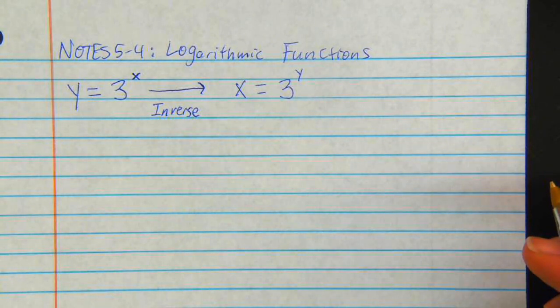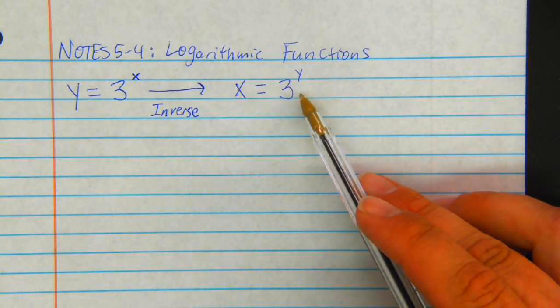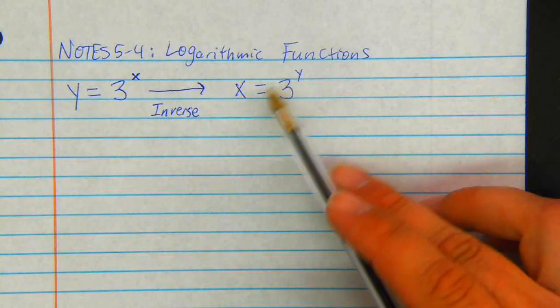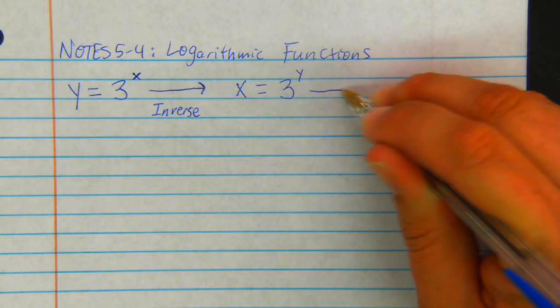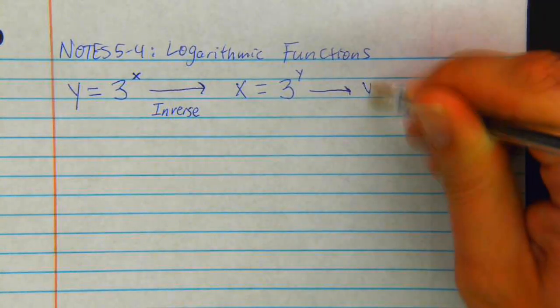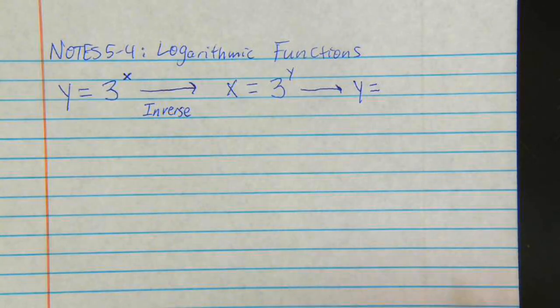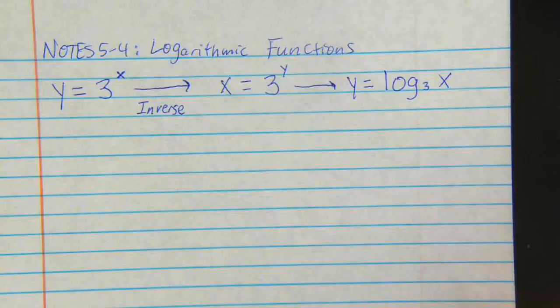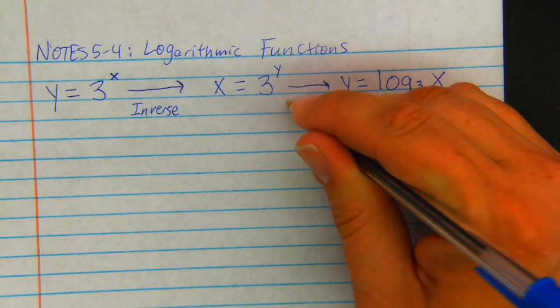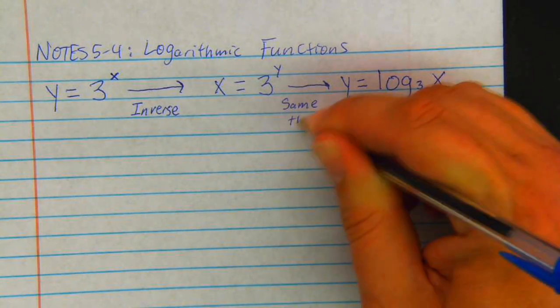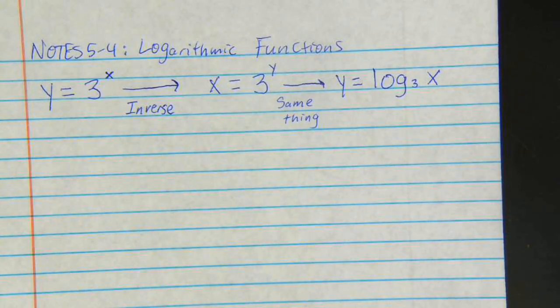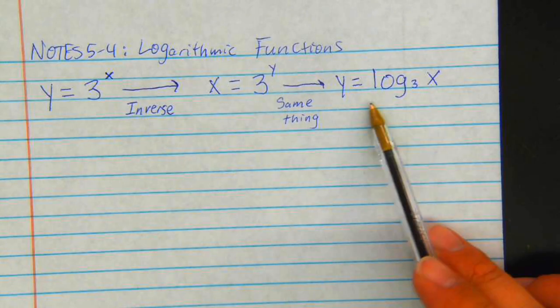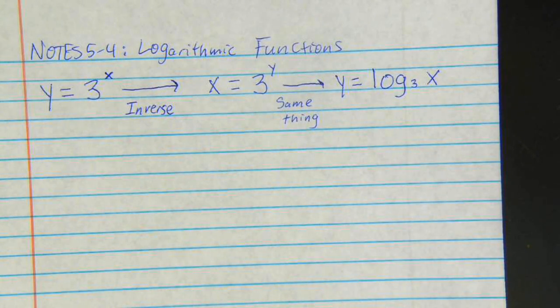Okay, but usually when we do the inverse, then we go and get y by itself, right? Well, this is very difficult to get y by itself by solving it. So instead, we write y by itself by using the logarithm. So we say y equals log base 3 of x. These two things mean the same thing. X equals 3 to the y is the same thing as y equals log base 3 of x.